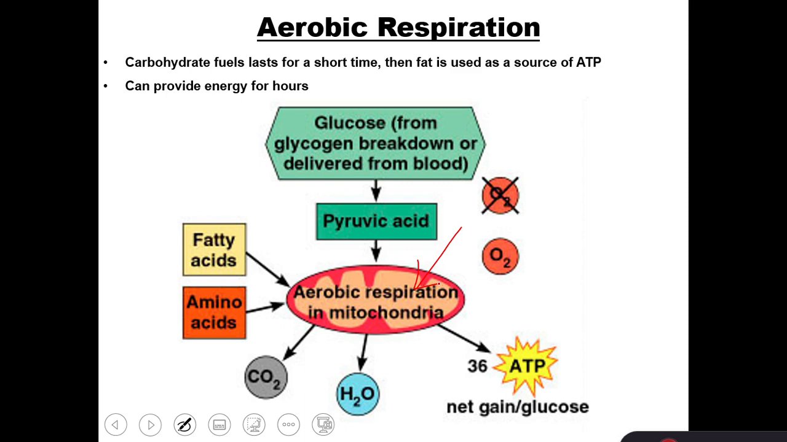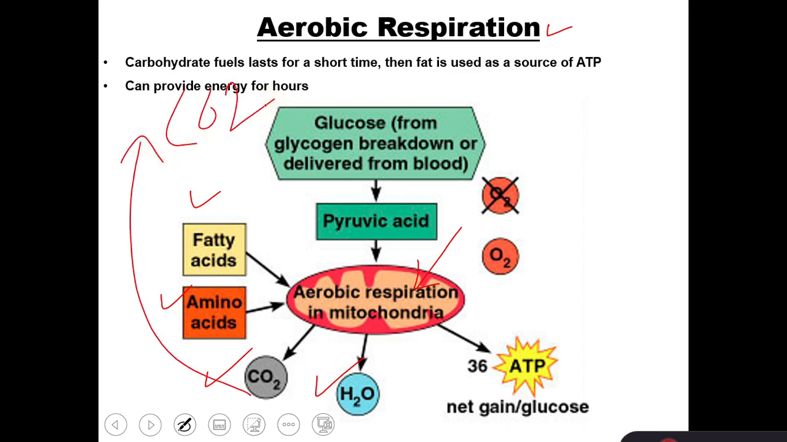Also, fatty acids and amino acids can be used for that aerobic respiration process. Inside the mitochondria, the pyruvate is going to go through some enzymatic activities like the Krebs cycle. As a result of that, CO2 and water will be produced. Of course, CO2 is going to be exhaled, and you will get 36 ATP from this aerobic respiration.